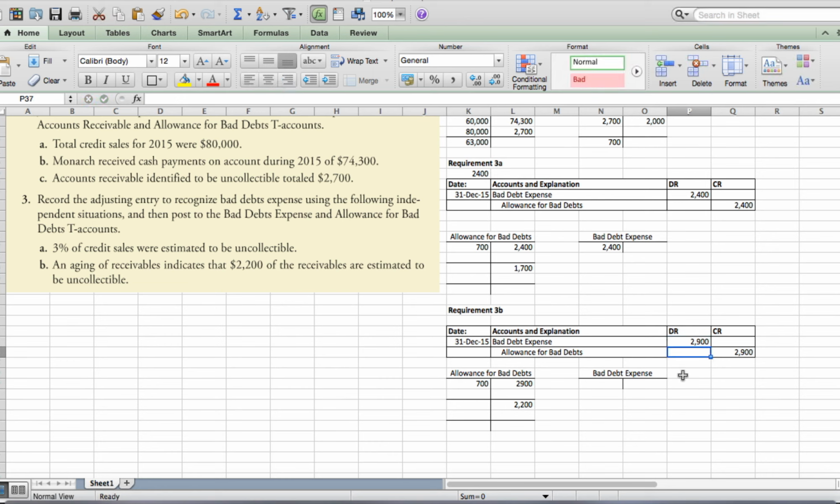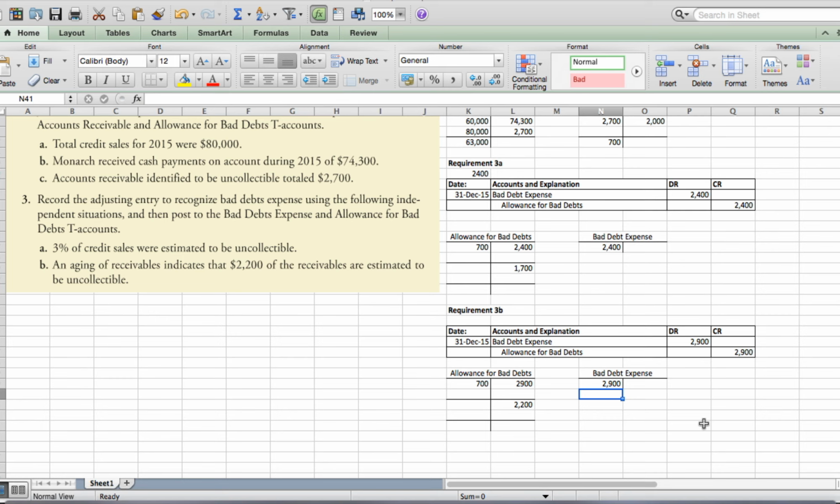Okay? With that number in there, we are able to arrive at the target that we need in allowance for bad debts. Okay? Which, since we use that for this journal entry, means that the debit to bad debt expense that goes into this T-chart is also 2,900. Okay. Any questions on this?